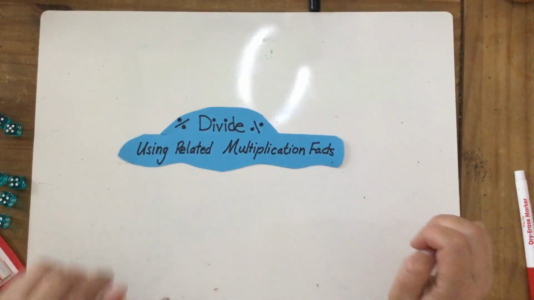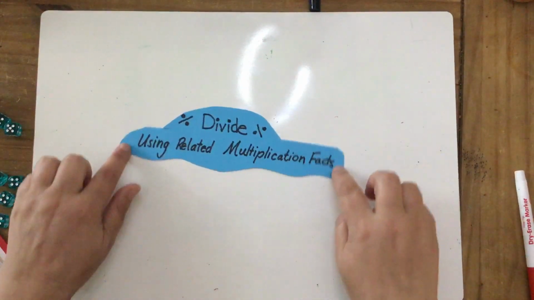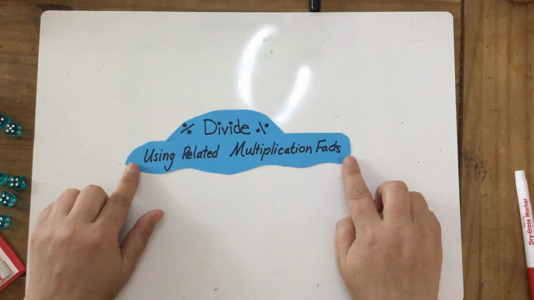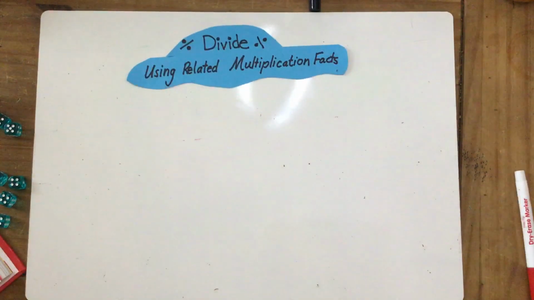Today, we're going to continue talking about division. Except today, we're going to be using related multiplication facts to help us solve our division facts. Super cool. So, let's talk about what you learned already, because great mathletes always think about what they already know.